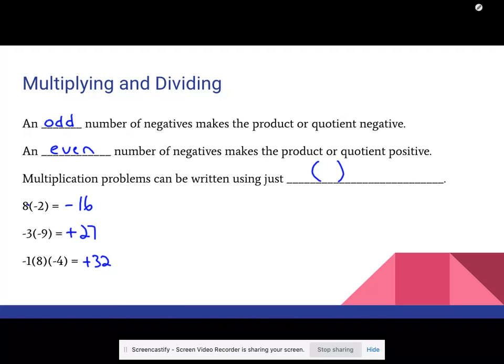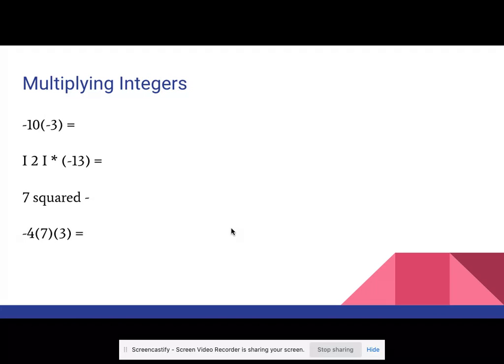Take a look at how many negatives you have and determine whether your answer will be positive or negative. Then go ahead and do the multiplication. Some more here. Two negatives, I know I'm going to have a positive answer, and positive 30 is the correct answer. This is supposed to be absolute value. So really I have 2 times negative 13. So I know I'm going to have negative, and 26 is going to be my answer.